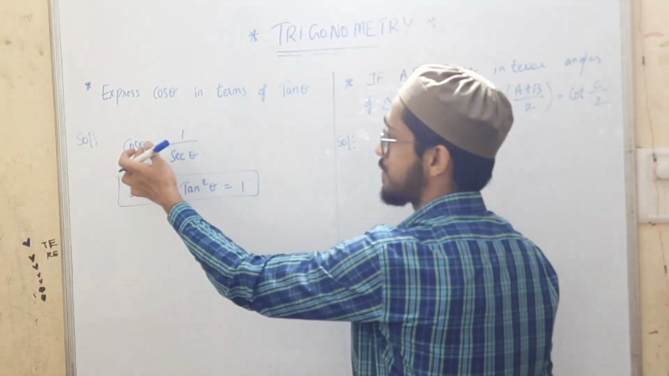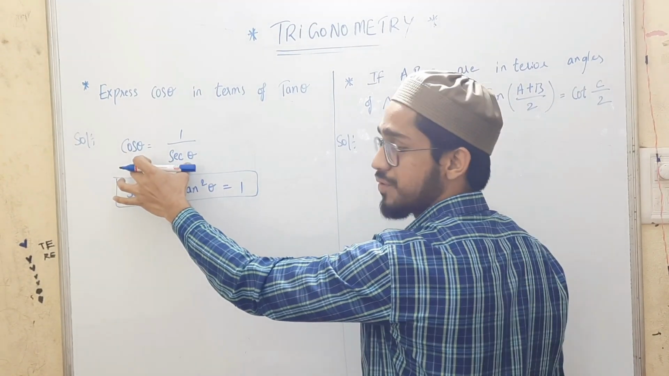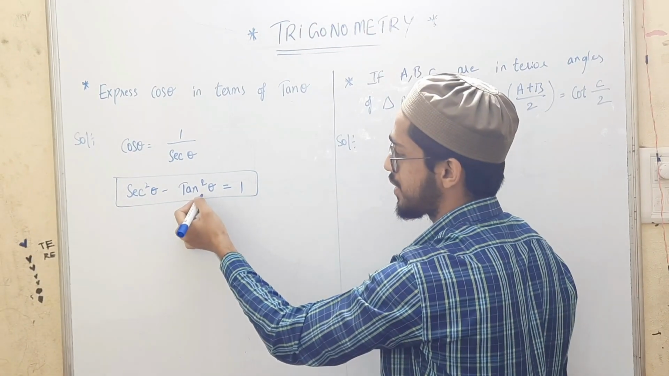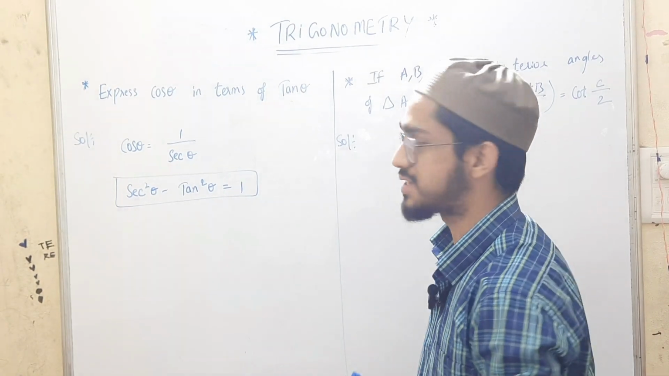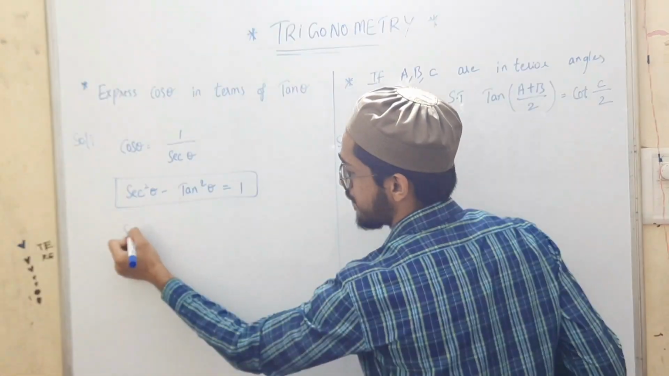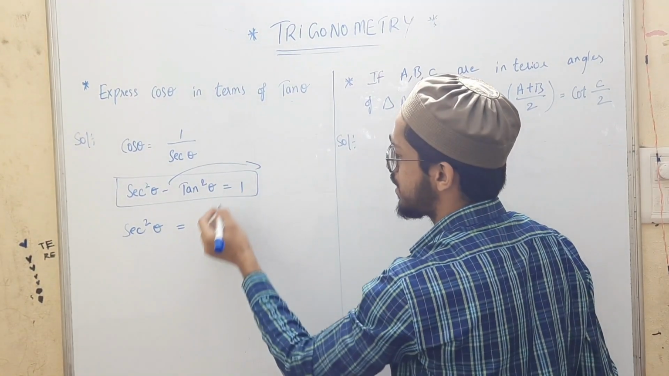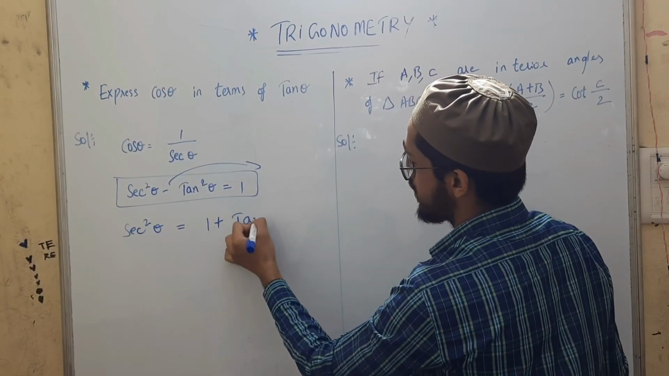Express cos theta in terms of tan theta. Here, first of all, cos theta is equal to 1 by secant theta. You have to remember this formula. After that, you need to write secant square theta minus tan square theta is equal to 1. This is a trigonometric identity from our last exercise. After writing this, we have to find the value of secant square theta, which is equal to 1 plus tan square theta, taking minus tan square theta to that side.